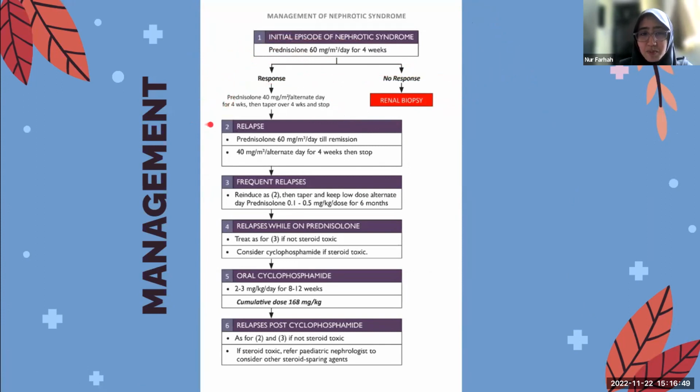Okay, and then we also have specific management if the patient has a relapse of nephrotic syndrome or any frequent relapse, and also relapse while on prednisolone itself, and also given with oral cyclophosphamide. When I tried to find out about cyclophosphamide, it says that it is usually indicated to lower the body's natural immunity. So if the nephrotic syndrome is because the immune system attacks our glomeruli, we usually give oral cyclophosphamide, and also for relapse post cyclophosphamide. So this is a specific management in nephrotic syndrome.